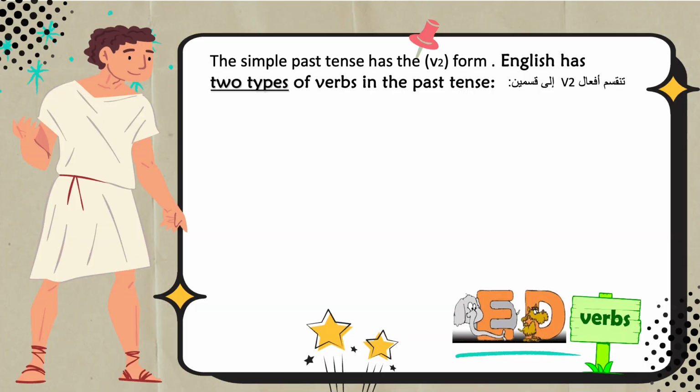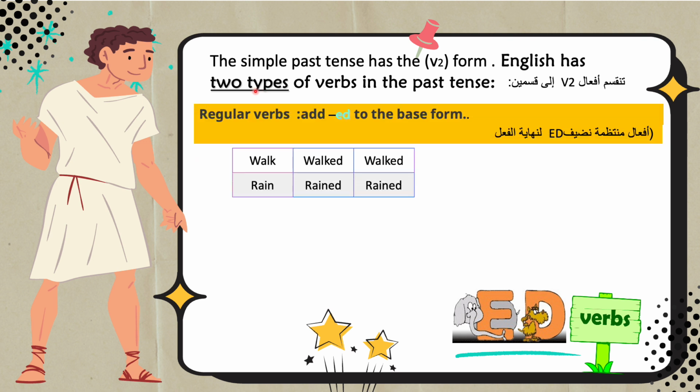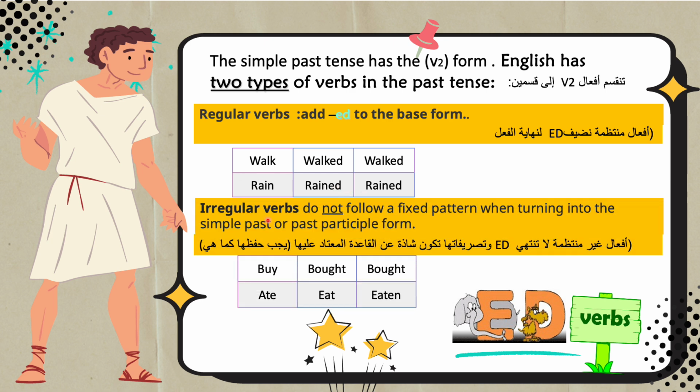The simple past tense has the verb 2 form. English has two types of verb in the past tense. Regular verb: just add ed to the base form. Walk, walked. Rain, rained. Irregular verbs do not follow a fixed pattern when turning into the simple past or past participle form. They have a different form.